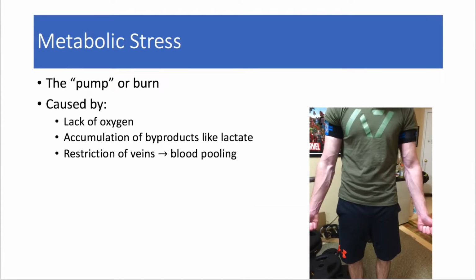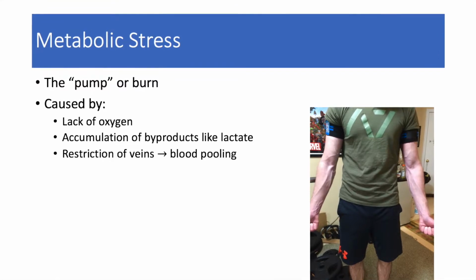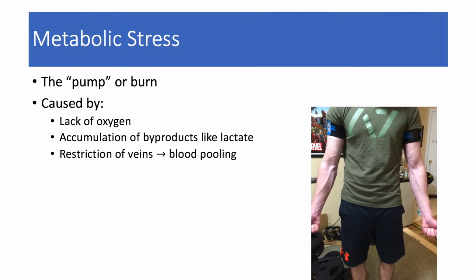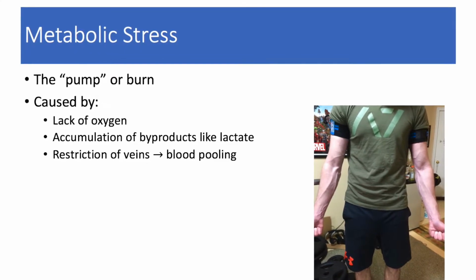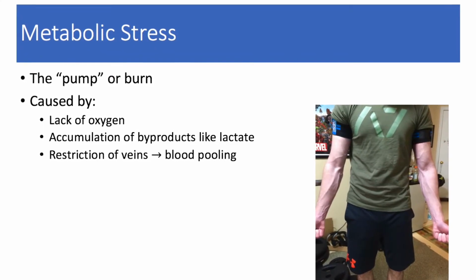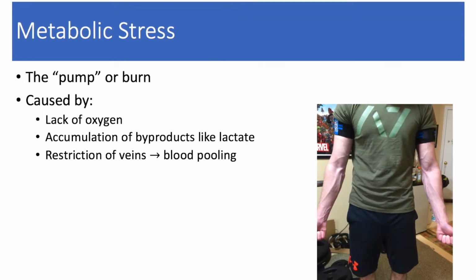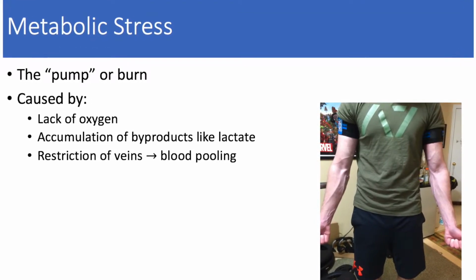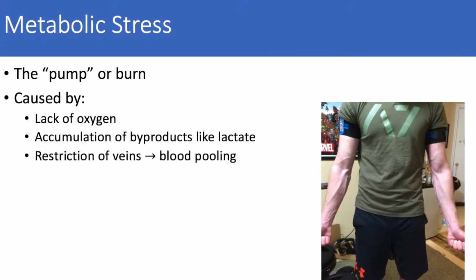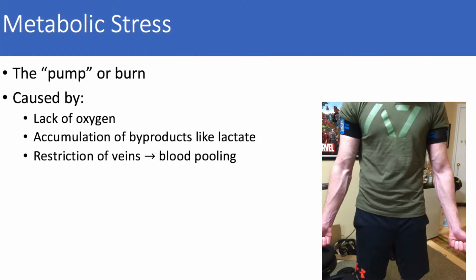Next we have metabolic stress, which is simply the pump or the burn you feel when performing exercise. This pump is created by several factors, and for the sake of this video, the main ones are lack of oxygen in the muscle, so hypoxia, accumulation of metabolic byproducts like lactate and hydrogen ions, and restriction of veins resulting in blood pooling from repeated contractions.